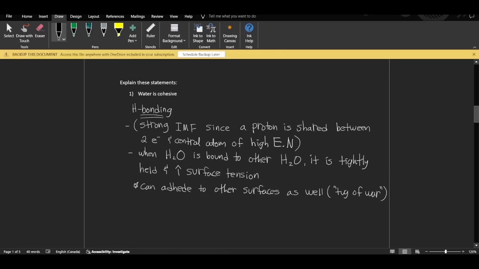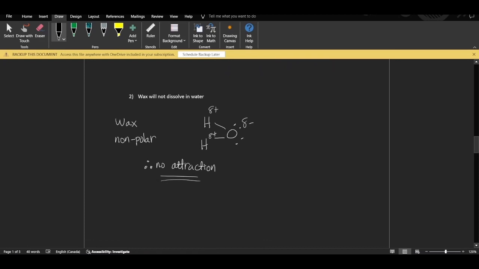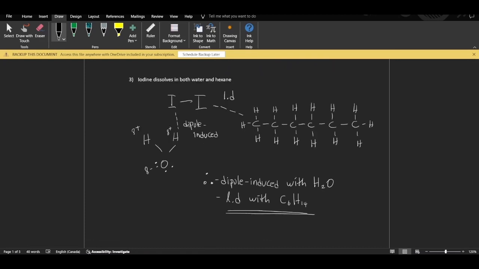Now let's look at our green questions of the day. Please give this a try on your own. Please pause the video and try to eloquently describe these statements. Number 1, water is cohesive. Number 2, wax will not dissolve in water. And number 3, iron dissolves in both water and hexane. If you want to know what hexane is, it's C6H14. Please give this a try on your own with as much detail as possible, and I will give you the answer shortly. This is the answer for number 1. This is the answer for number 2. This is the answer for number 3.